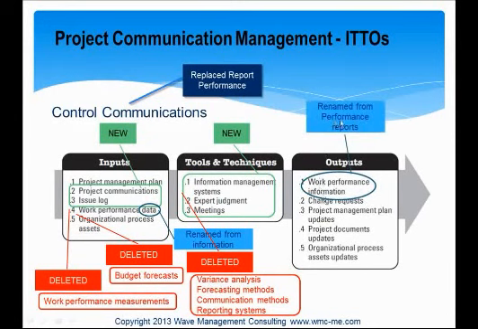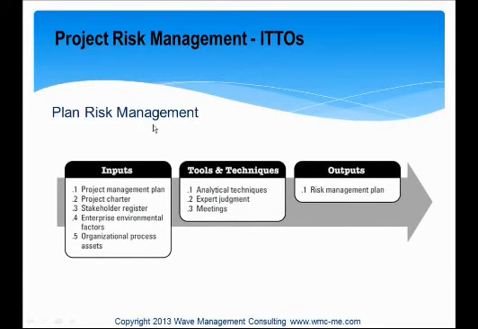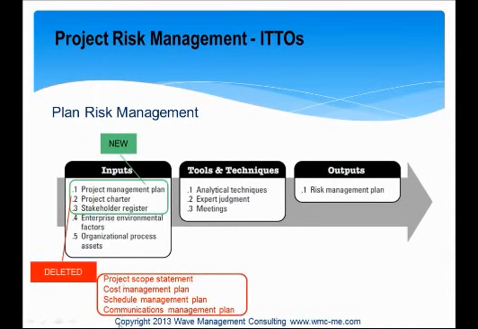On the outputs list, they renamed performance reports to work performance information, and we also have two new items introduced here: project management plan updates and project document updates. In the process called plan risk management, we have three new inputs which replace those inputs. So they deleted project scope statement, cost management plan, schedule management plan, communications management plan. They replaced it with project management plan, project charter, and stakeholder register.